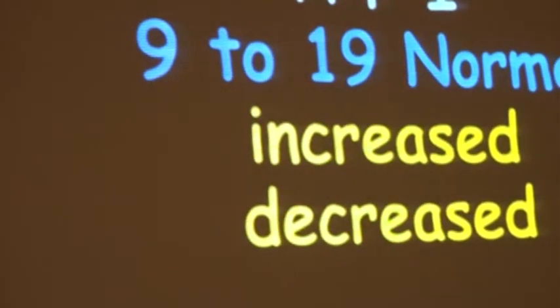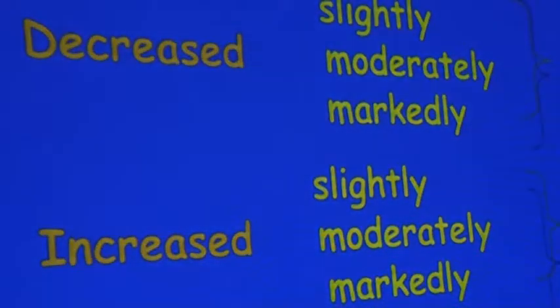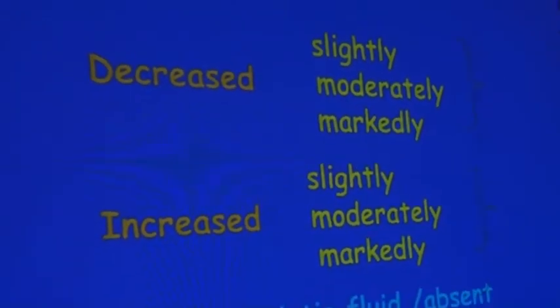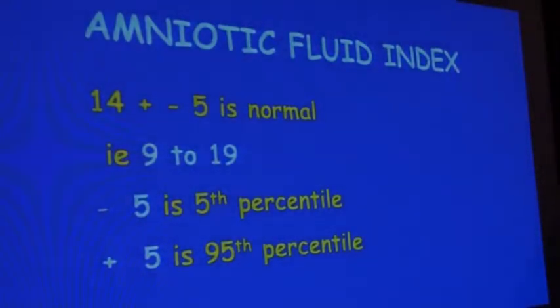Now we talk a little bit about AFI very quickly, increase or decrease. 9 to 19 is normal. I beg to disagree with Phelan's classification because I did a lot of work on that. What is slightly increased, what is decreased, we'll come to that point. 14 plus minus 5 is the normal range. So 14 minus 5 is 9, 14 plus 5 is 19, so 9 to 19 is the normal range.